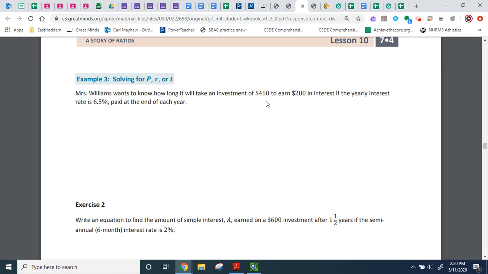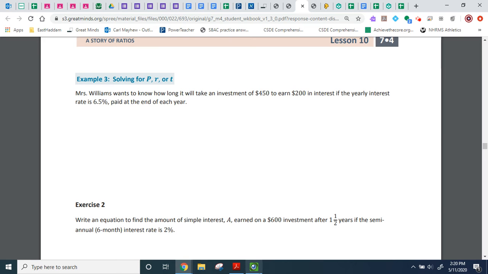So Mrs. William wants to know how long it will take an investment of $450 to earn $200 in interest if the yearly interest rate is 6.5% paid at the end of each year. This time, are we solving for the interest, the principal, the rate, or the time? Hopefully you're saying that this time we are trying to find what the time is going to be. We have the interest. The interest is going to be $200.